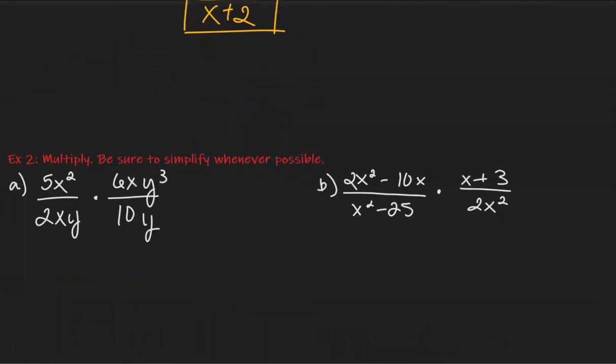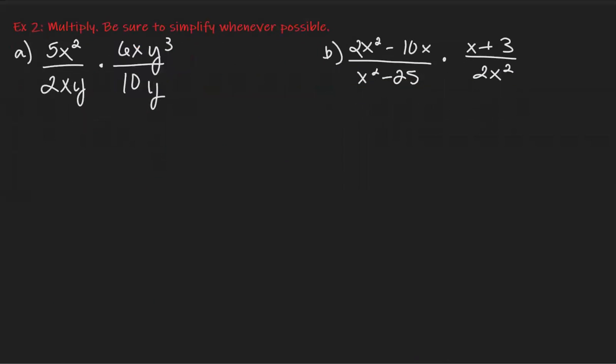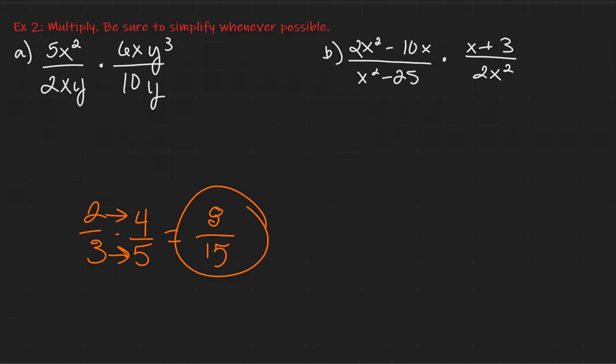Now let's apply multiplication. Okay, multiplication isn't terrible. Think about how you multiply fractions. So let's talk about 2/3 times 4/5, which is multiply straight across. So 2 times 4 is 8. 3 times 5 is 15. Nothing too bad about that.